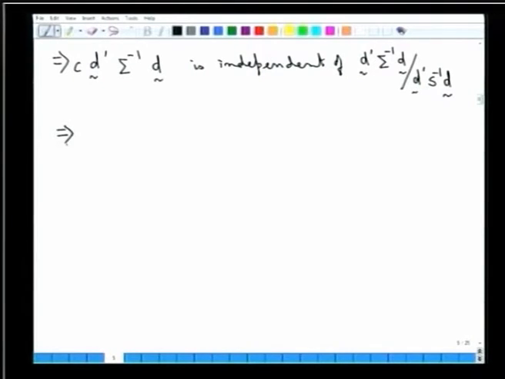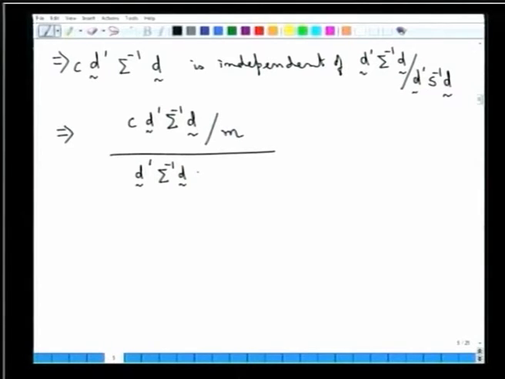This would imply that this c d prime sigma inverse d has a non-central chi-square on m degrees of freedom. So we have this non-central chi-square divided by its degrees of freedom, that divided by the second chi-square, which is independent of the first chi-square, critically: d prime sigma inverse d divided by d prime S inverse d. So this is the second chi-square, and this divided by its degrees of freedom. What was it? It was n minus m.